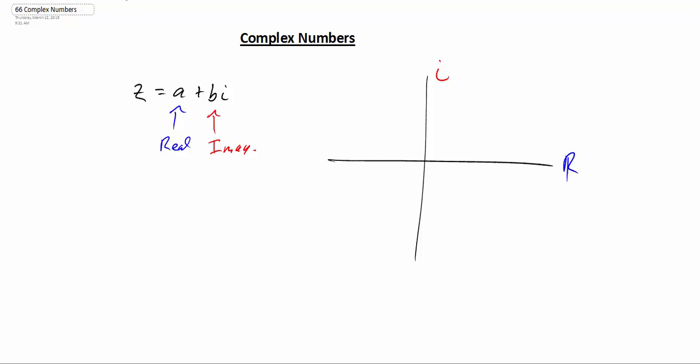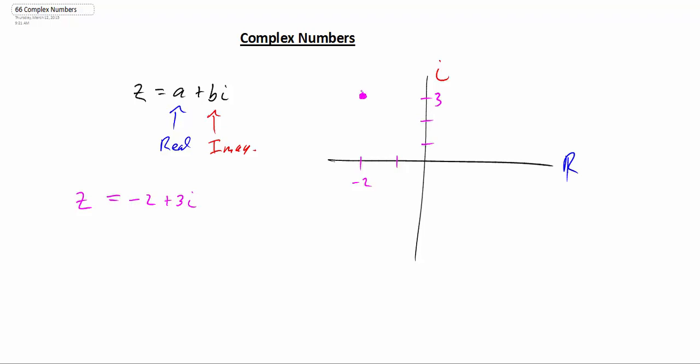So if we had the complex number, let's say that z was equal to negative 2 plus 3i, then that means we would go 2 to the left on the real axis. That's kind of our x-axis, that's the real number. In the imaginary part, we would go up 3 on the y-axis, or the imaginary axis, and we would simply have a point.